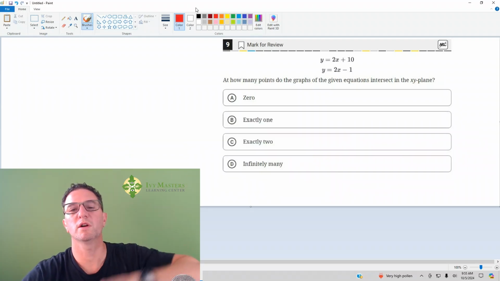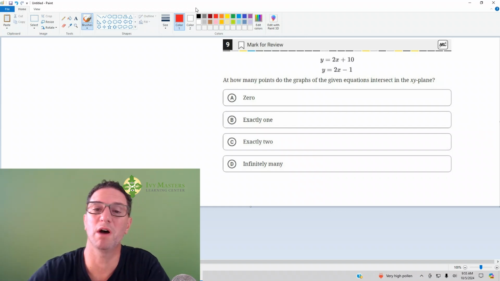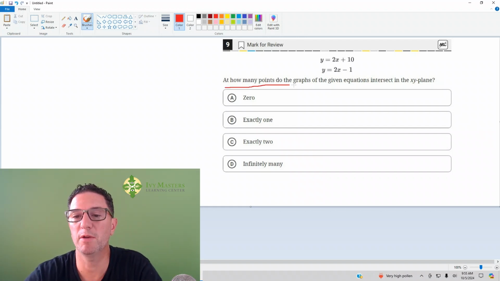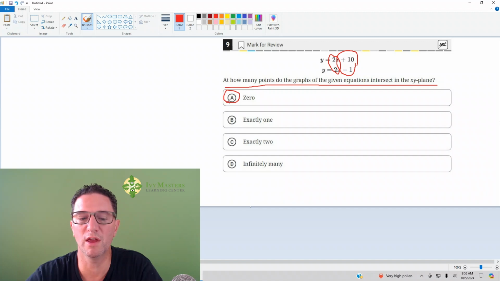This is the ninth question from Desmos SAT Test 3 Module 1, and it reads, at how many points do the graphs of the given equation intersect in the xy plane? If you know that when the slopes are equal, slope 2, and the y-intercepts are not 10 and negative 1, then there's no intersection, and then you're good.